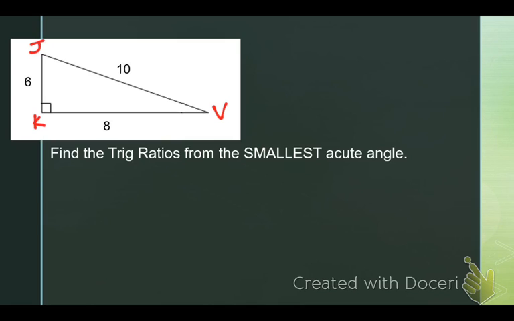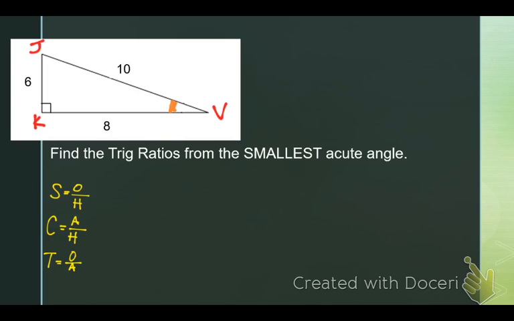Congratulations. Here we go. We are going to find the trig ratios from the smallest acute angle. So here is what we need to do first. Which one is the smallest acute angle? 6 is not an angle, it's a side. K is definitely not. V. Okay, pause. V is the smallest acute angle. So how did you figure out that V was the smallest? It's opposite the smallest side. Thank you, Chris. Opposite of the smallest side, which makes it the smallest angle.